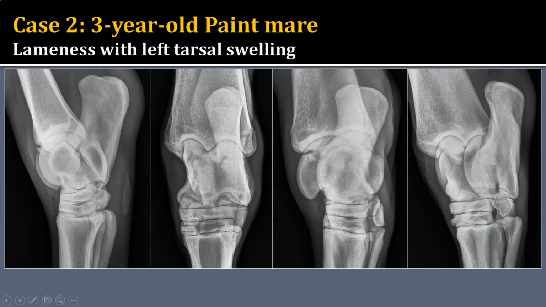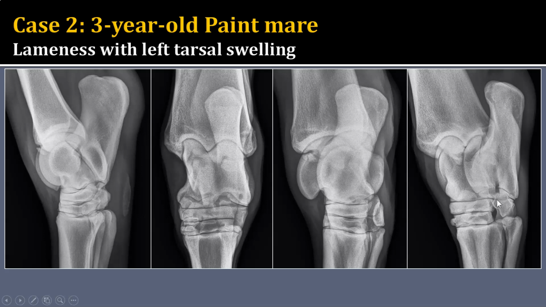Case number 2 is a 3-year-old paint mare who's presenting with lameness and left tarsal swelling. Notice that we have the 4 standard views of the tarsus, and I typically will put them up in this order. Again, it's part of my systematic approach to also consistently display them. So this is our lateral, this is our dorsal plantar, this is our DMPL view, and this is our DLPM view, and you should be able to refresh your memory on how to name those using your normal anatomic markers in this part of the patient.